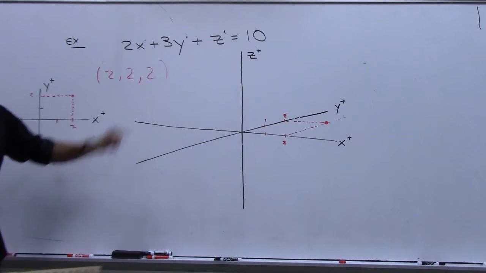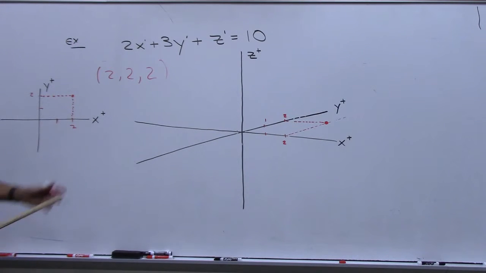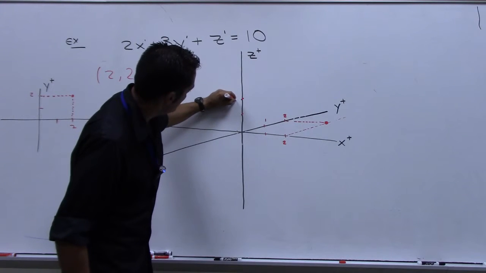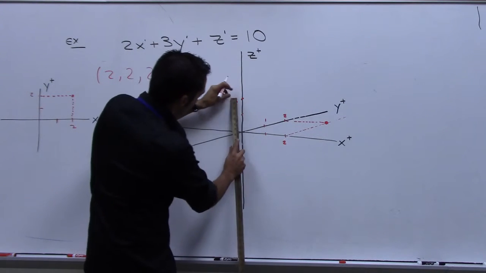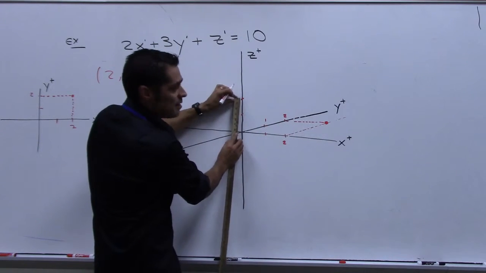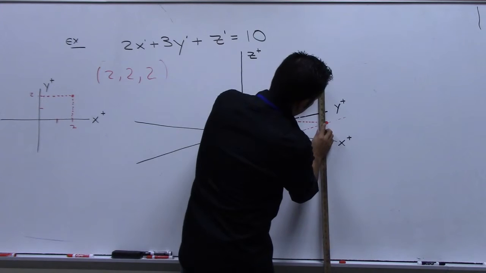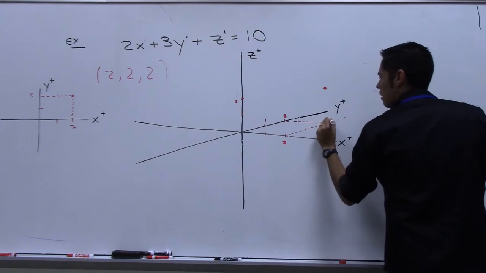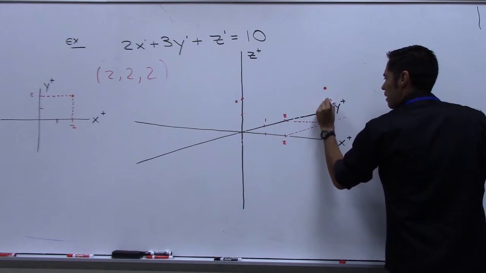Now I need the z. So I need to come up 2, right? Yeah. So to come up 2, let me first see what's 2 going to be. 1, 2, there's 2. I'm going to measure that. And from this point, parallel to the z-axis, which is just straight up, I'm just going to go straight up right there. I'm going to draw that point right there. Straight up.